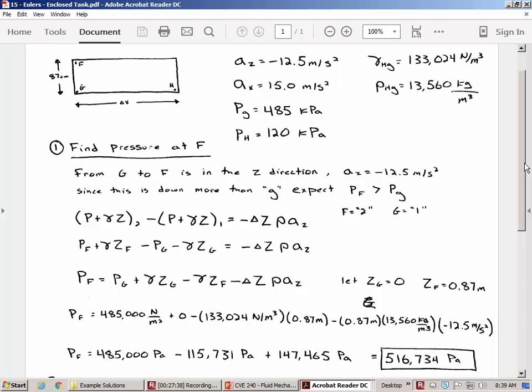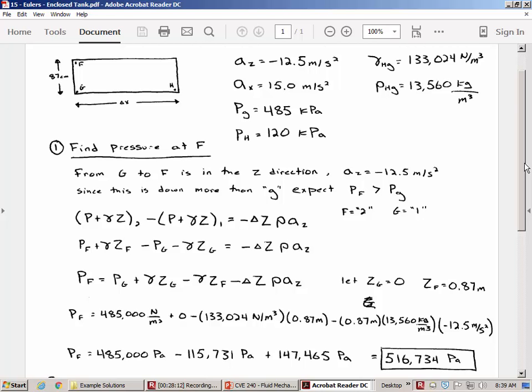So here I've written, first of all, expanding out Euler's equation in the z direction. Here I've put delta z in place of delta L, and here I've written z for our acceleration direction. Okay, what's location 2 and what's location 1? F is above G, and so F has more z. So we're going to identify location F as our upper one and location G as the lower one.